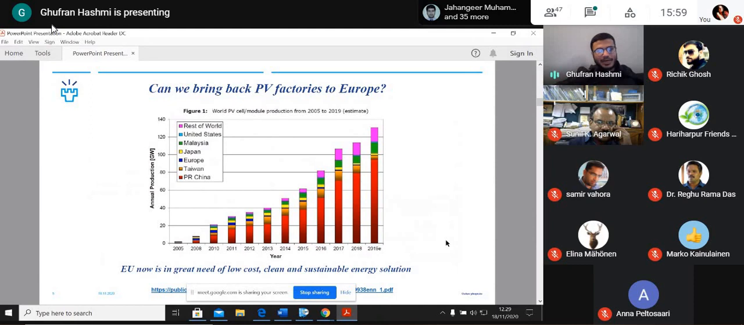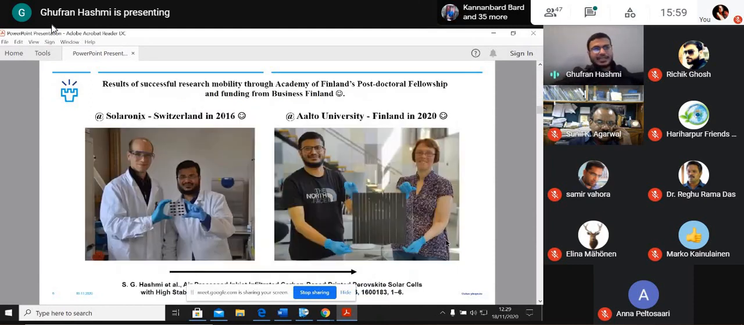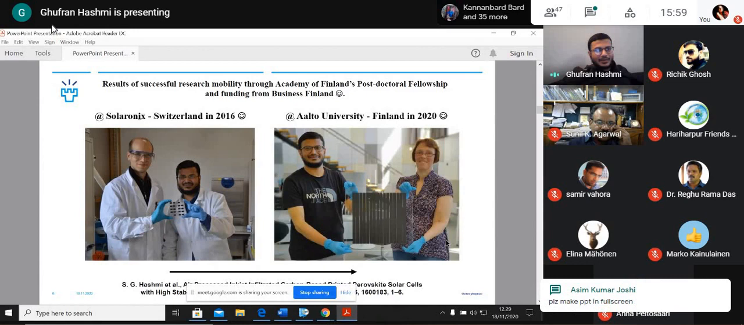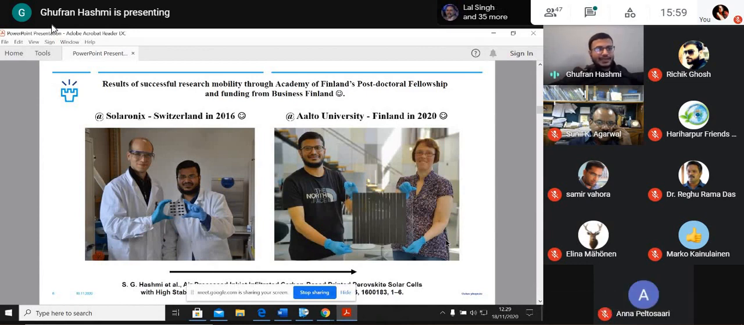So I would like to share one more slide. On the left, this is from when I was on my research mobility at a Swiss company called Solaronics. There, I was involved in developing a very unique solar cell technology. On the left side, you can see a small tile comprised of just a 10 by 10 square centimeter glass substrate, and we were just printing the small cells on it.